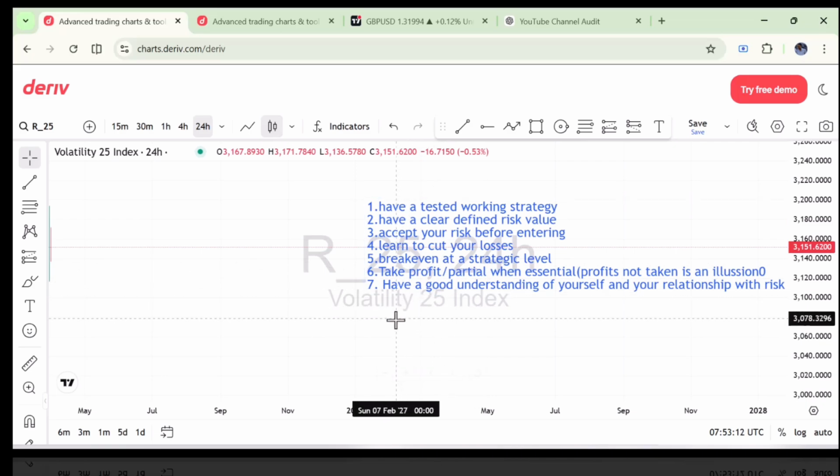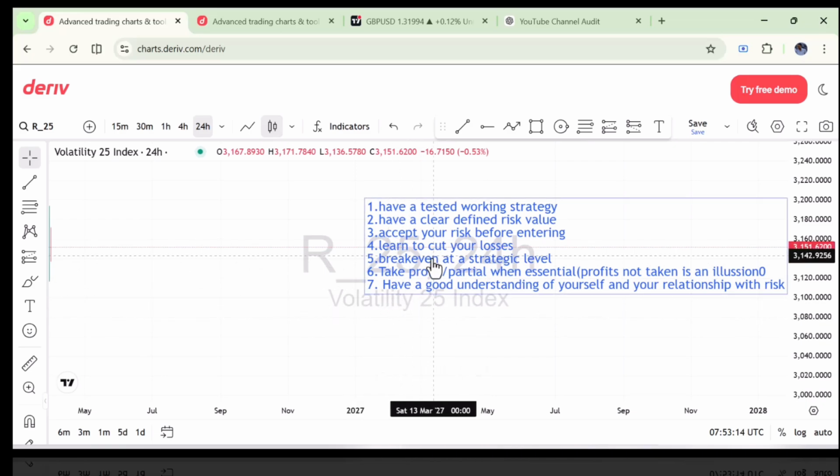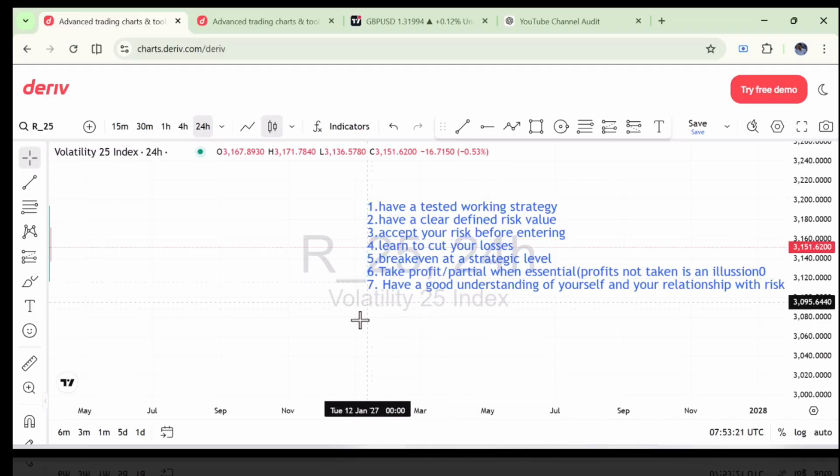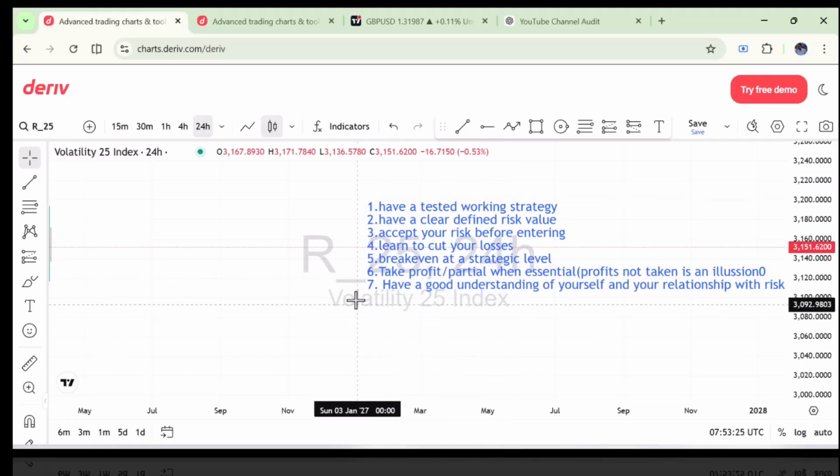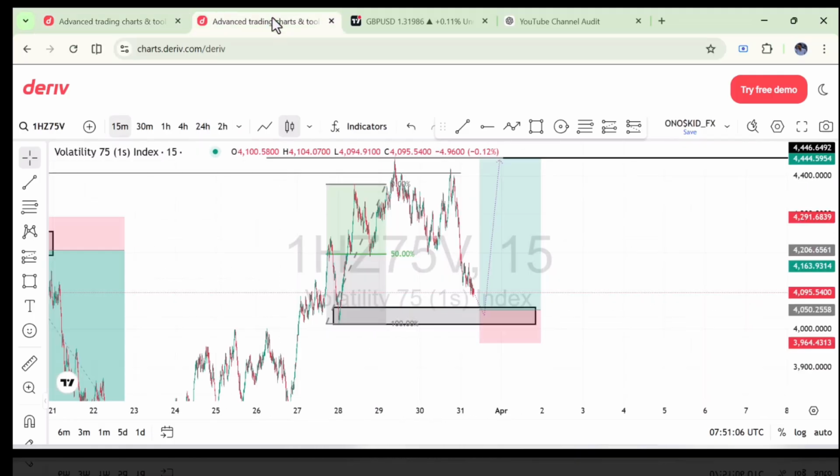Now, the next thing is learn to cut your losses. This statement is very popular in the trading industry, but a lot of people don't even understand what it means. To cut your losses short, what does it mean? Does that mean that once you see a trade running in loss, you should just close it? No, that is not what this means. And this is where the confusion lies, and I'm going to explain that in a minute.